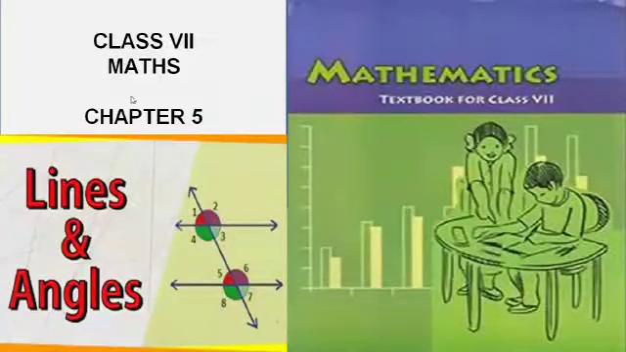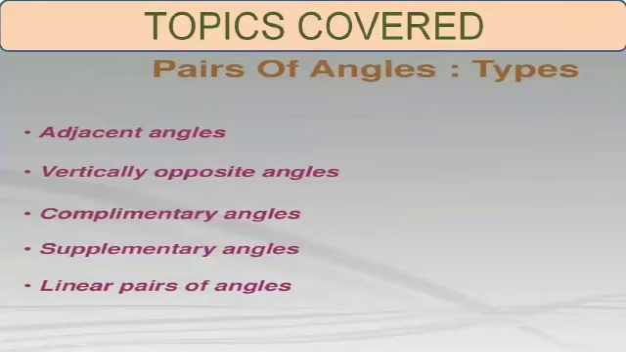Hello students, in this video we will talk about chapter number 5 of class 7th maths, that is lines and angles. In the previous classes you have studied about various types of angles like acute angle, right angle, obtuse angle, straight angle. But here in this video we will talk about the angles which come in pairs.